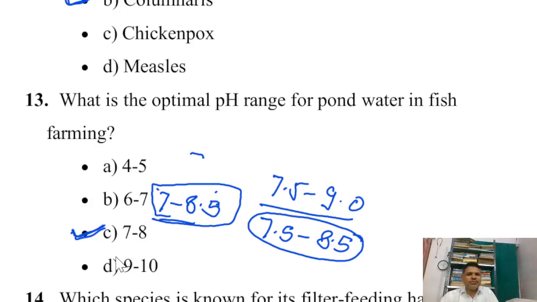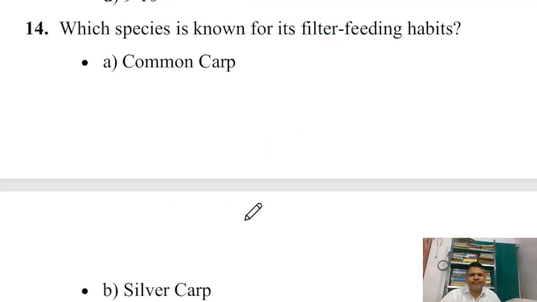Now the next question, which species is known for its filter feeding habit? So here we have to choose the fish which has filter feeding habits. There are many fish here, and among these the common carp has filter feeding habits. So it is the common carp, and the correct option is A.